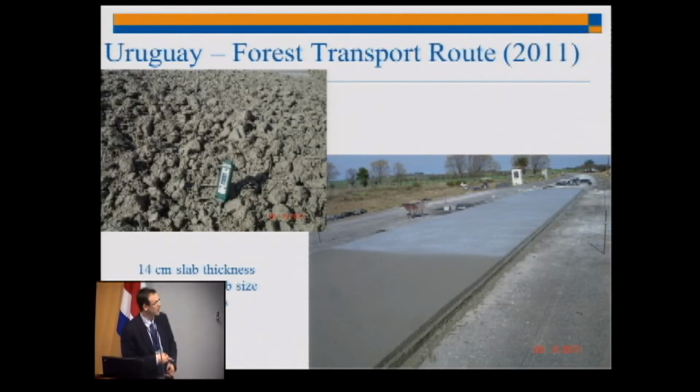A year later, they built a 13-kilometer road that had some historical rutting problems because of trucks, forest trucks, and they put 14-centimeter slabs on top of an asphalt pavement there with some fibers, and as far as I know, it's working well. No one's said anything to me.